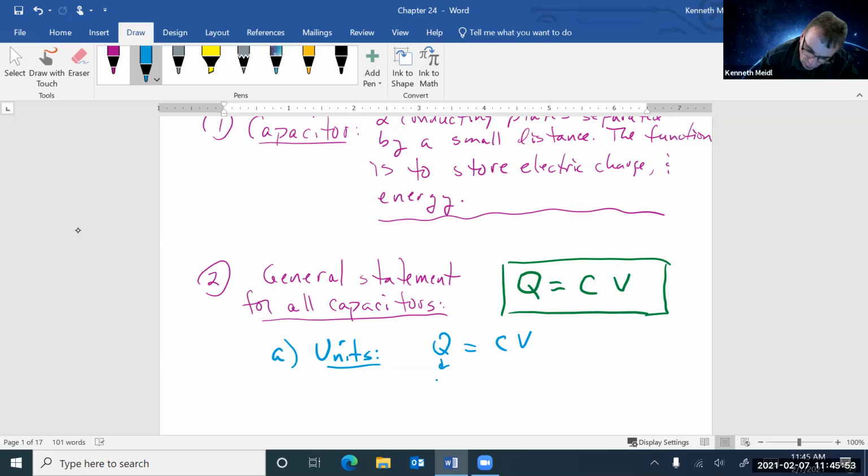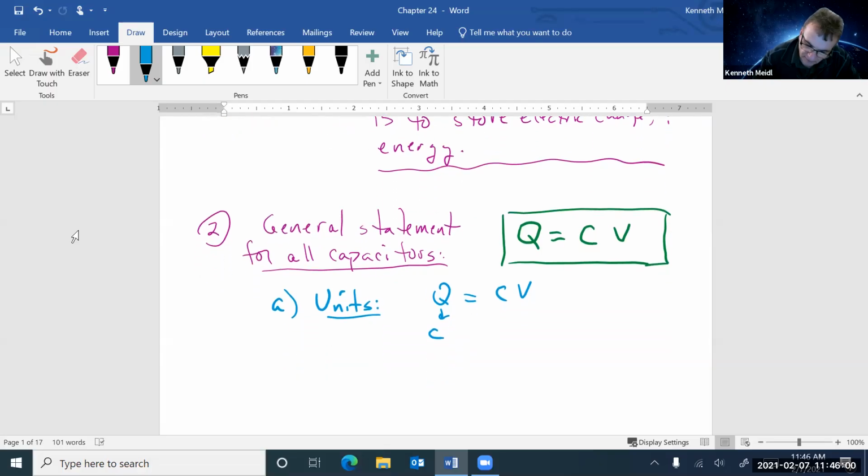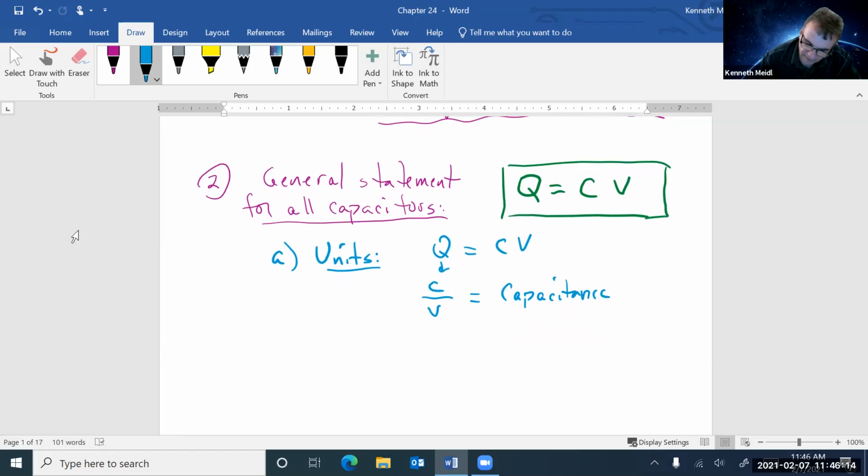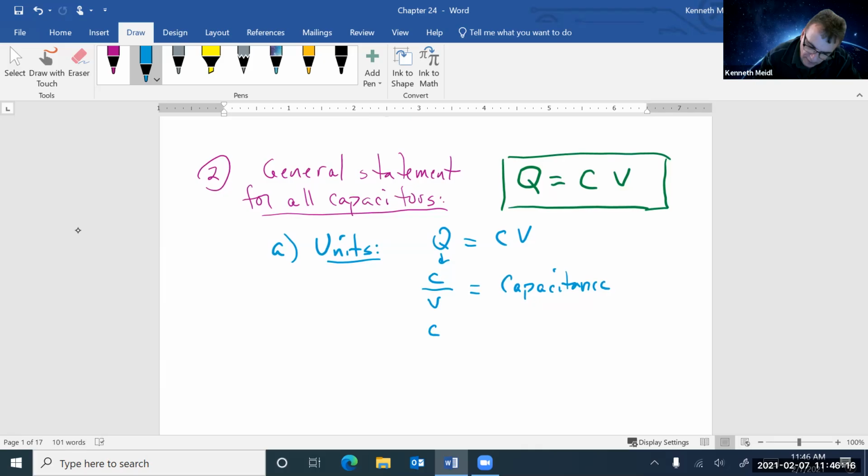This has to be in coulombs. So now there's kind of two C's dancing around here. And V, volts, so if I divide both sides by volts, this is capacitance. I'm going to write it out so we don't have too many C's here. And C, charge, there's not much I can do about that.